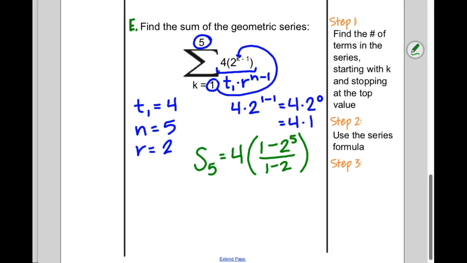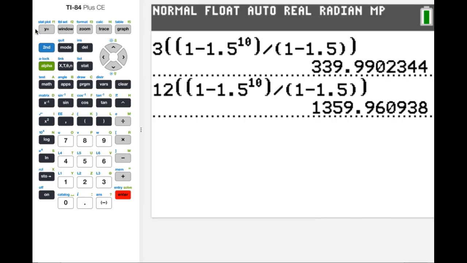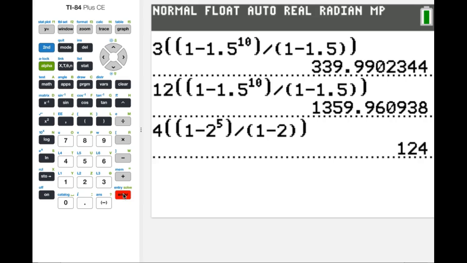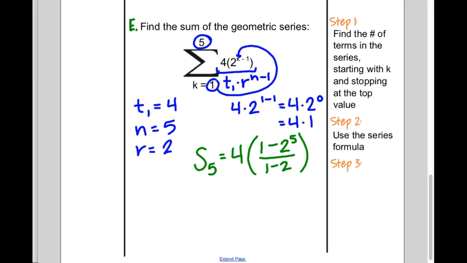We could calculate this one by hand if we wanted to. I'm going to put it in the calculator because I've got it available. So now we put in our term 1, which is 4, parentheses, parentheses, 1 minus 2 to the 5th power, arrow out of the power, parentheses, divide, open up another set of parentheses, 1 minus 2, parentheses, parentheses. Hit enter, and we get 124. So S sub 5 equals 124.